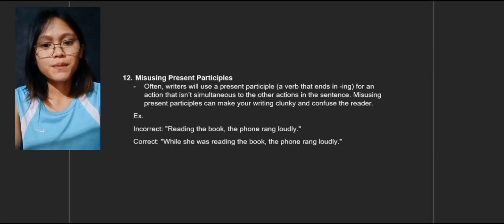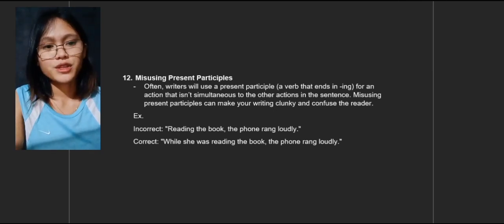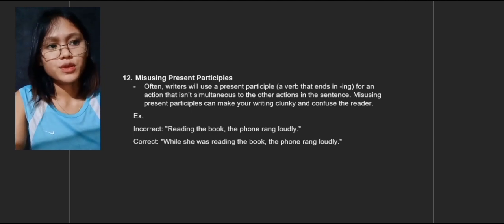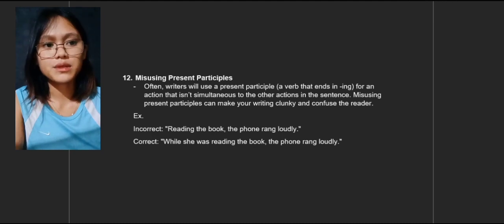Number 12, misusing present participles. We often use present participles for an action that isn't simultaneous to other actions in a sentence. Misusing present participles can make your writing clunky and confuse the reader. An incorrect example for this is: reading the book, comma, the phone rang loudly. That's incorrect. The correct one for this is: while she was reading the book, the phone rang loudly.